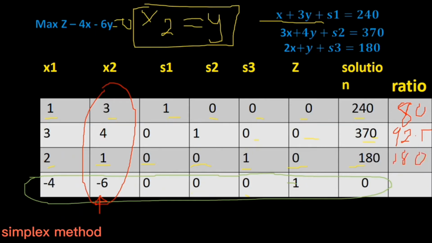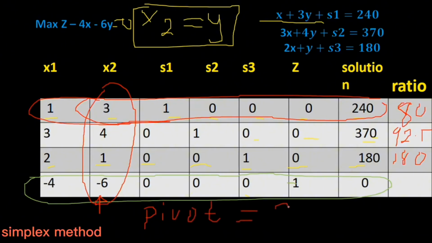Our pivot row is the one with the smallest positive ratio. The smallest positive at this level of the ratio is 80. 80 is less than 92.5, that is less than 180. Therefore, our pivot row is at this point. Okay, this is our pivot row. And our pivot element is equal to 3.